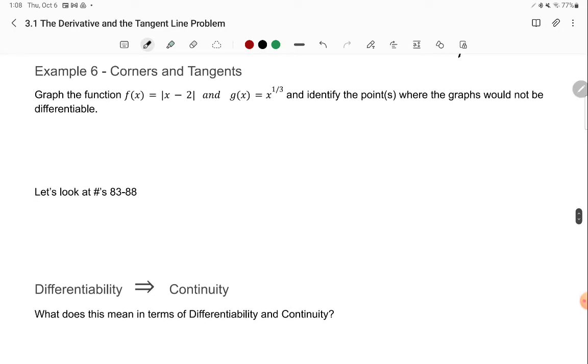Okay, so let's take a look at this one. Graph the function f of x equals the absolute value of x minus 2, and g of x equals x to the 1/3, and identify the points where the graph would not be differentiable. Go ahead and do that, and come back to the video.